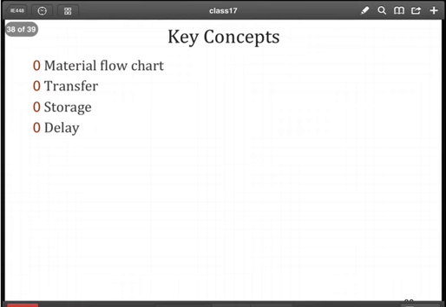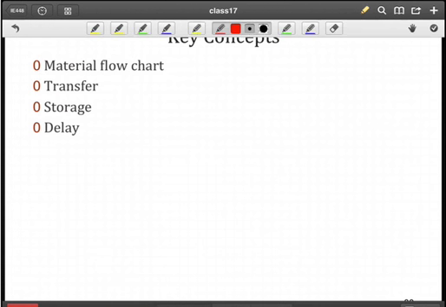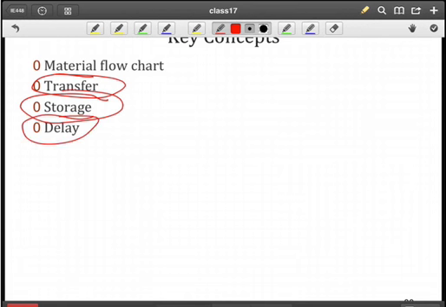Key concepts here: material flow chart. You should be able to create that material flow chart based upon what needs to occur with our direct material flowing between our operations. By adding additional elements, the transfer, the actual motion of the material, the storage of the material, and potential delays in our system, we get a much better idea as to what it takes to produce a product in terms of our manufacturing lead time.